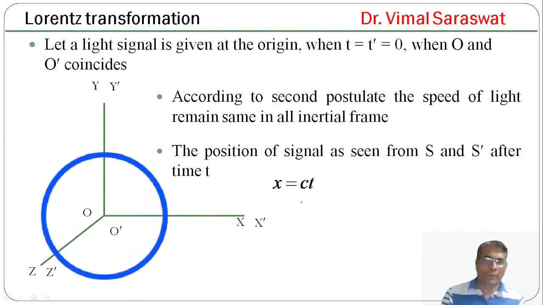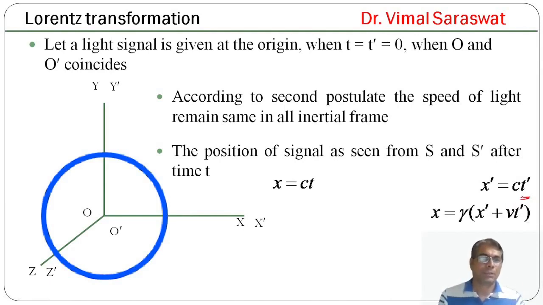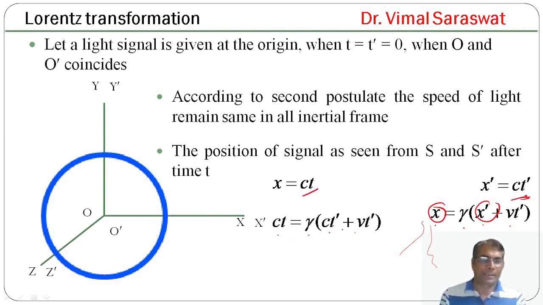Since with the passage of time, light signal grows up, so after time t dash, the light signal travels a distance x dash equal to ct dash. Since x equal to gamma into x dash plus vt dash, now we replace this x with ct and this x dash with ct dash. So ct equal to gamma into ct dash plus vt dash. Now we take t dash common here, so ct equal to gamma t dash and in bracket c plus v.